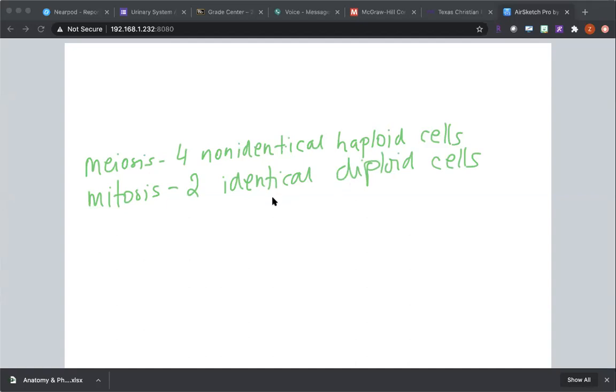So make sure that you can tell me that meiosis gives you 4 non-identical haploid cells, and mitosis, what did I say? Oh my goodness. Okay, meiosis gives you 4 non-identical haploid cells. Mitosis gives you 2 identical diploid cells, okay? And they do sound similar, so sometimes you might want to mix them up. So make sure that you really slowly think about it and get to the correct answer there.